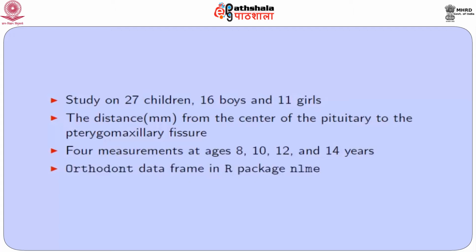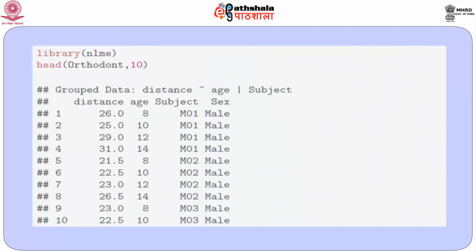So we can install the package, the library nlme, and call the library nlme in R. If we write head(Orthodont), then we get the first few entries of the dataset. As you can see here, we have the distance, the age, the subject and the sex. The subject is indicated by M01, M01, M02, M02, which means male 01 and male 02. Similarly, we have F01 and F02. So we have 16 males and 11 females.